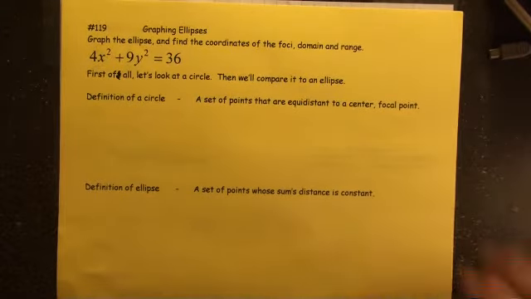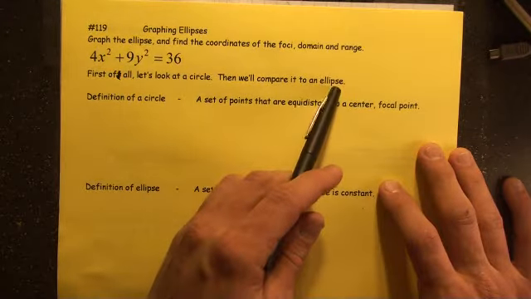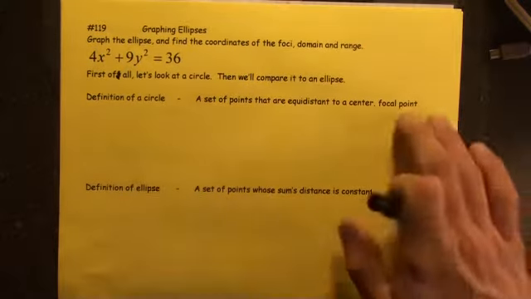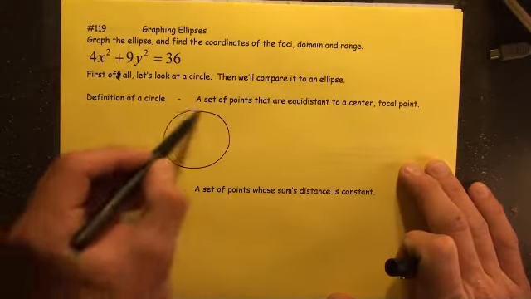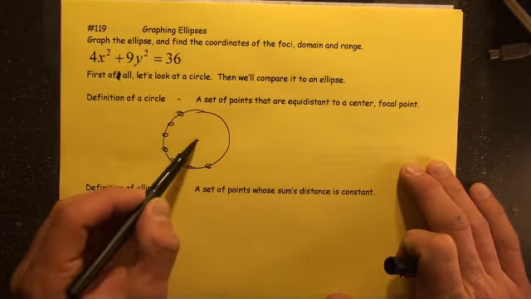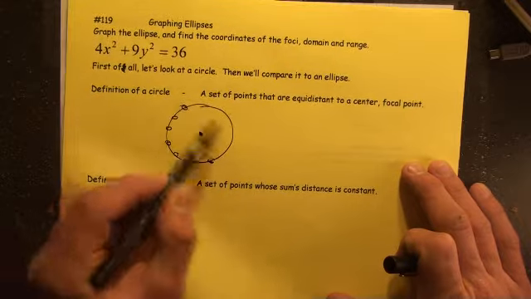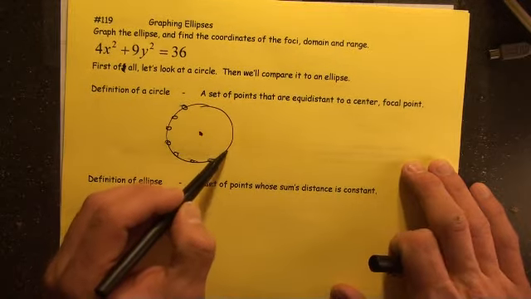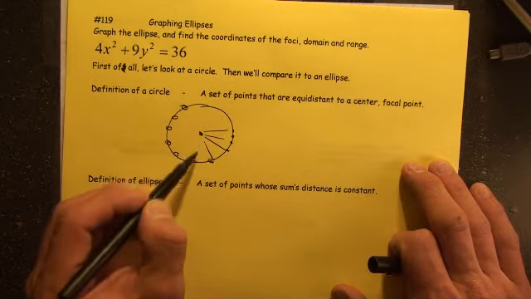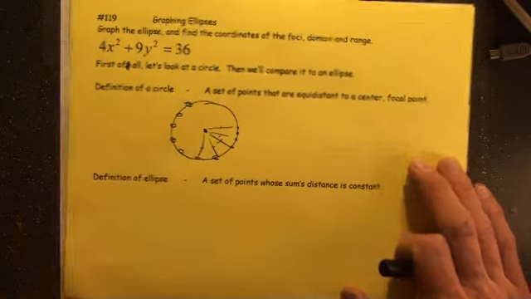First of all, let's look at a circle. Then we'll compare it to an ellipse. The definition of a circle is a set of points that are equidistant to a center focal point. These points here are all equidistant to that one. If I drew this perfectly, that's what each one of these points is. It's equidistant to that one. That's why all the radii are congruent, because that's just the definition of a circle.